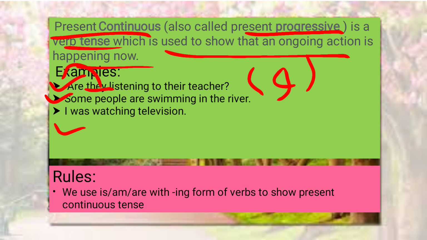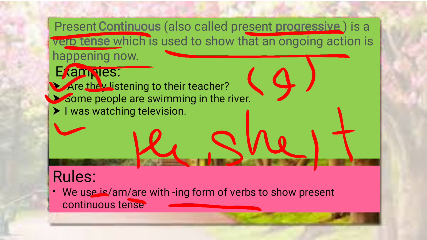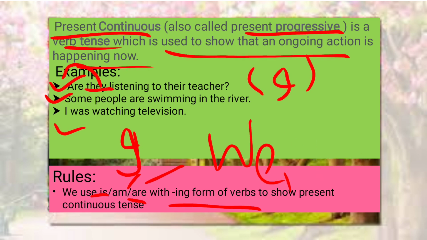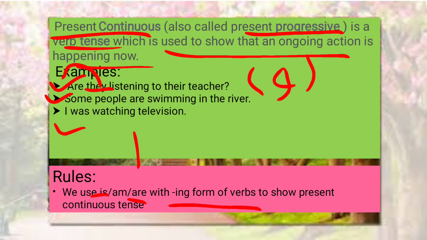The next is rules. What are the rules? We use is, am, are with the ing form of the verb to show present continuous tense. What do we use? Is. With whom do we use is? He, she, it, and with a singular subject we use is, and am is used with I. And are is used with we, you, they, and plural subjects like Ram and Shyam, Sita and Geeta, Mohan and Ravi. These examples are there.